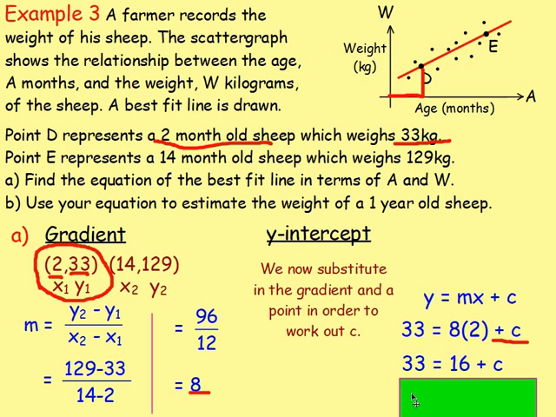Well, you can find it by working it out that way, or you can take 16 off both sides. Either way, you end up with 17! Well done, which means the y-intercept will be 17. So what we've got so far is the gradient to be 8 and the y-intercept to be 17.